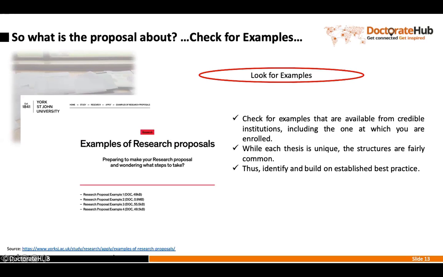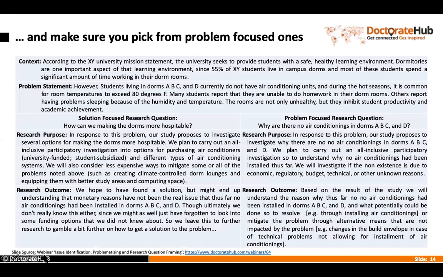So, what do I mean with good versus bad examples to follow? I just picked up this piece of writing that we've been using for an earlier webinar on issue identification, problematizing, and research question framing, where we distinguished between solution-focused research questions and problem-focused research questions. Now, you start from the very same context and the very same problem statement and are on the very good pathway, but then you make a fundamental mistake. You ask the wrong question. How can we make things work, rather than what is the issue with things not working?